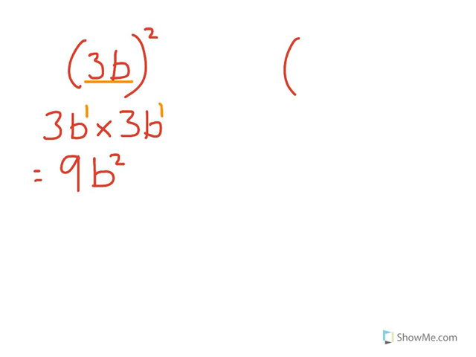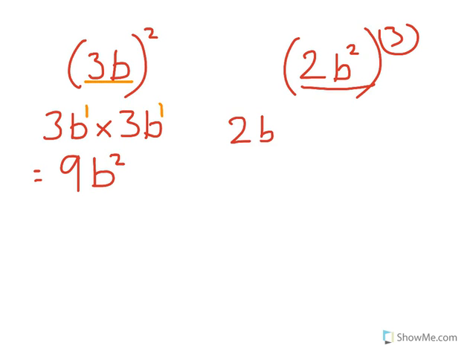Let's do one more over here. Let's say it was 2b squared, all to the power of 3. Now this time the whole bracket is being cubed. You can see this little 3 up here. So I'm going to write whatever's in the bracket, 2b squared, 3 times. 2b squared times 2b squared times 2b squared again.